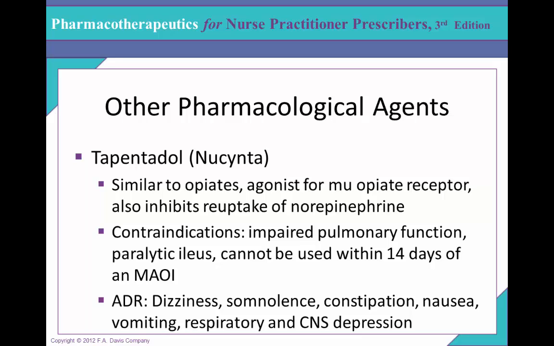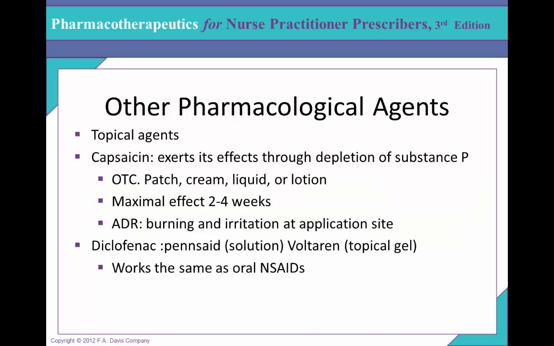Other pharmacological agents, tapentadol, that are similar to opioids, that do provide a mu opioid agonist. The contraindications are impaired pulmonary function. It could produce paralytic ileus and cannot be used within 14 days of monoamine oxidase inhibitors. Major side effects are dizziness, constipation, nausea, vomiting, respiratory depression.